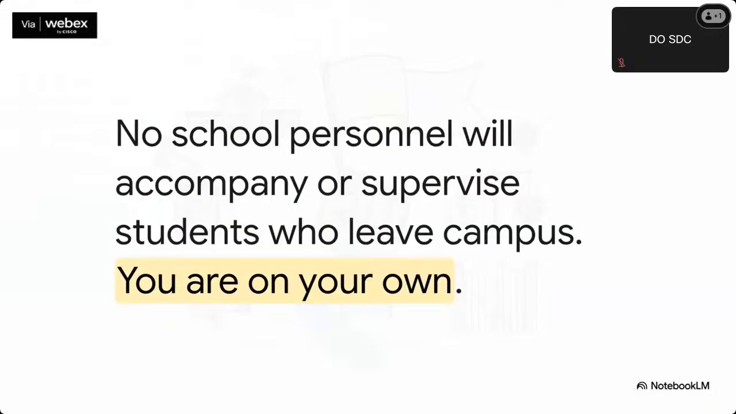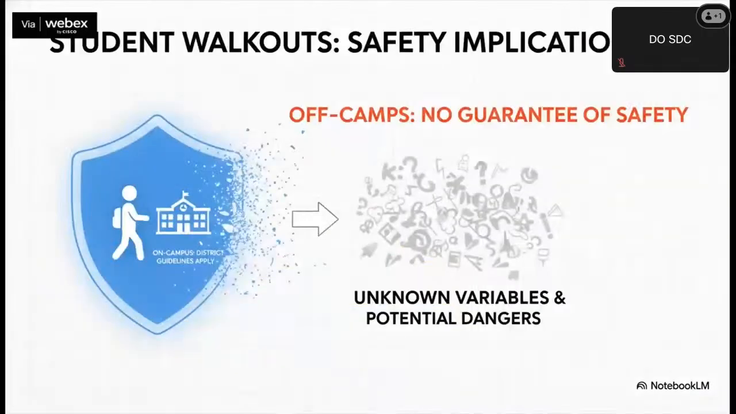And this is the bottom line. It's as simple as this. Once a student walks off school grounds for an event like this, the district's legal and practical ability to keep them safe is gone. The school is responsible for students on its campus, but that responsibility ends at the property line.